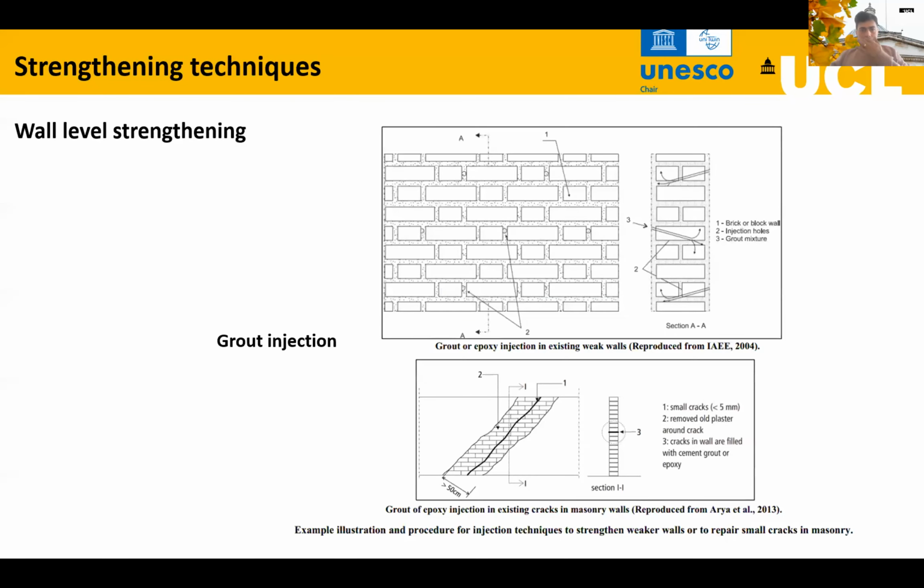Again, at wall level, if the material, especially the binder, the mortar, is of poor quality or has been lost or disintegrated after a long time, then grout injection can be used to regain the bonding in the masonry. In this process as well, they create small holes and then inject the grout through the masonry.